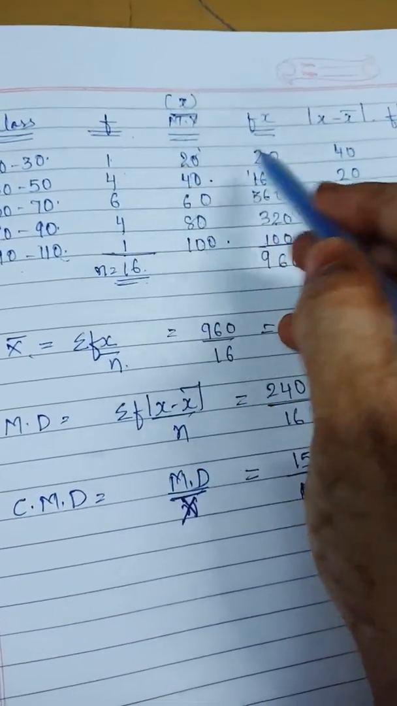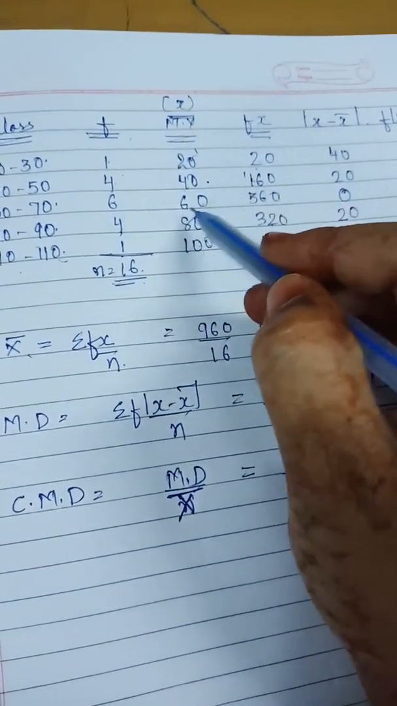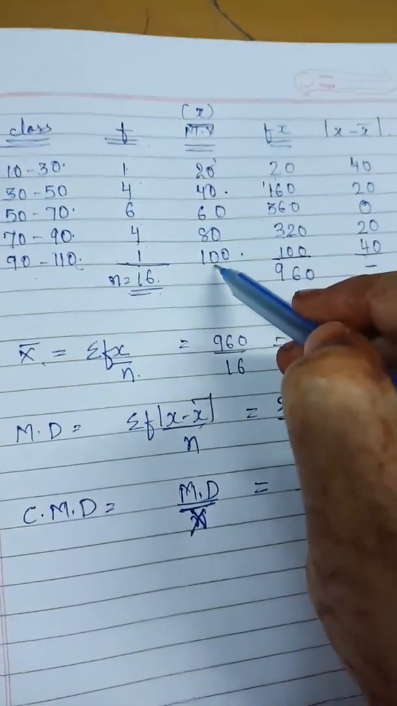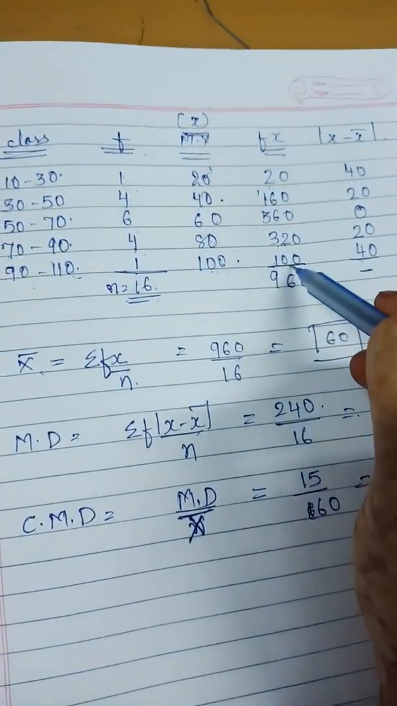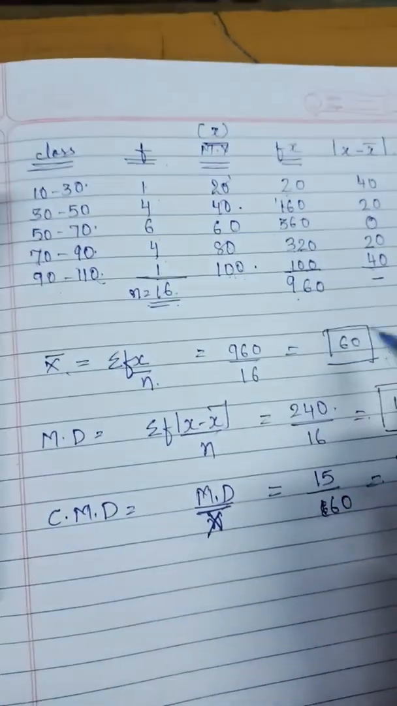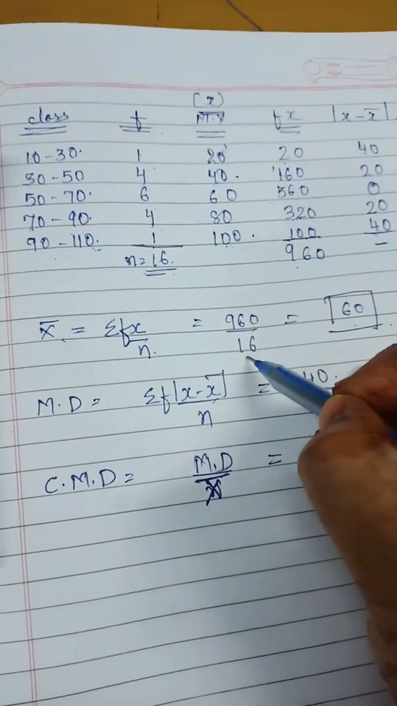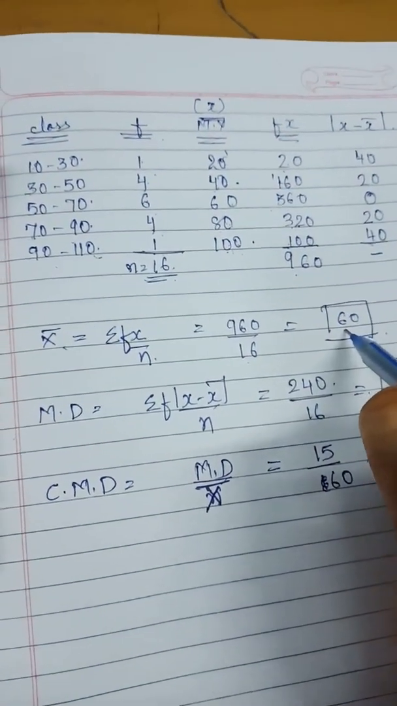20 multiplied by 1 is 20, 40 multiplied by 4 is 160, 60 multiplied by 6 is 360, 80 multiplied by 4 is 320, 100 multiplied by 1 is 100. So the total is 960. That comes to 960 divided by 16, that is 60.